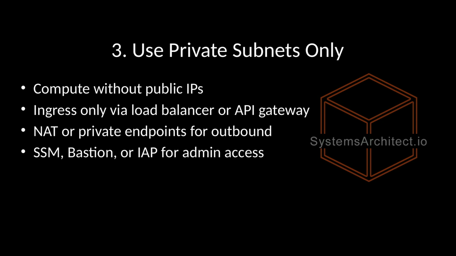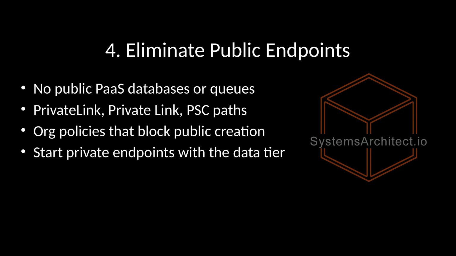Private placement removes that surface so traffic arrives only through the load balancer with TLS, Web Application Firewall, and health checks. Use NAT for limited outbound, prefer platform private endpoints for cloud APIs, and manage shells with SSM Session Manager, Azure Bastion, or GCP IAP without opening port 22 to the world. Identity Aware Proxy is a Google Cloud service for controlling access to applications and resources. Systems Manager is an AWS service used for secure instance management without SSH.